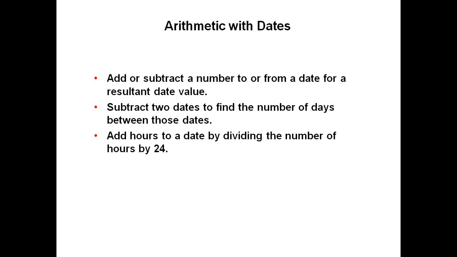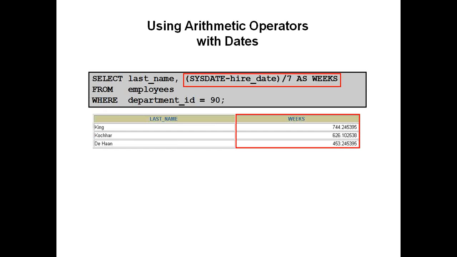When you subtract two dates, what you get is the number of days between those dates. So if I say 31st March 2013 minus 1st March 2013, I would get the result as 30 or 31. Like that, you can also add a number of hours, so that the date will be incremented by the next few hours. That is also possible.